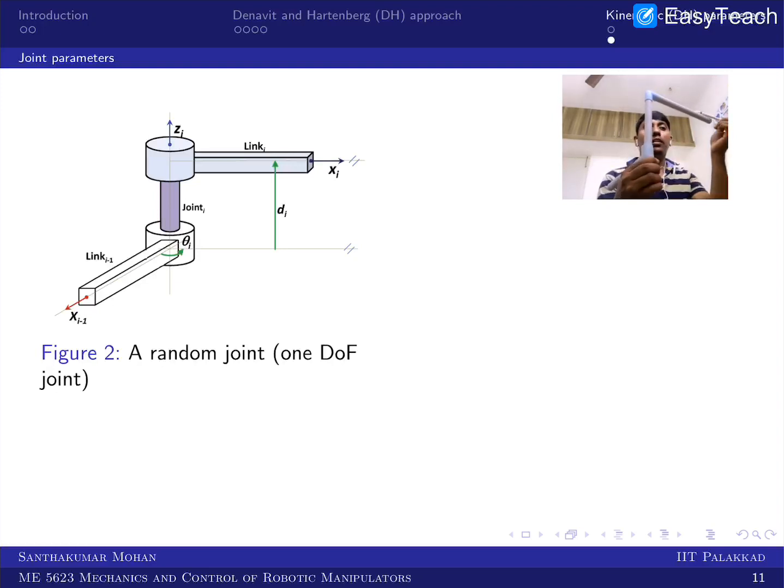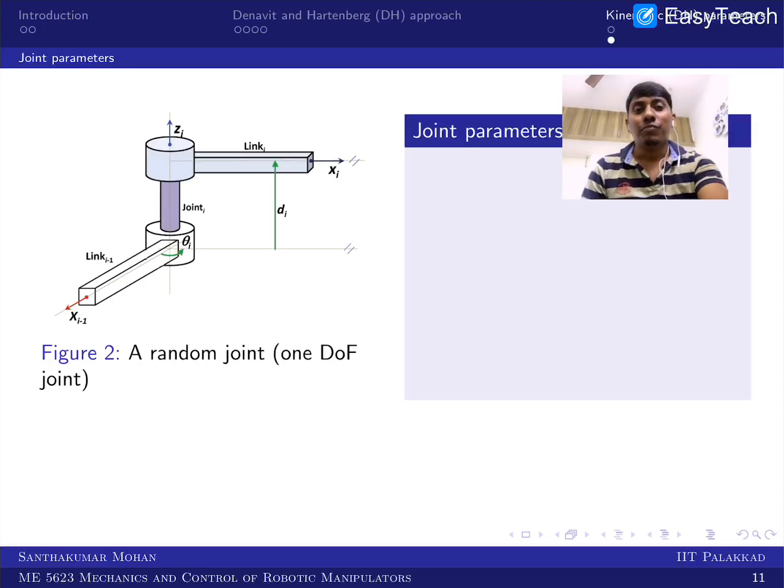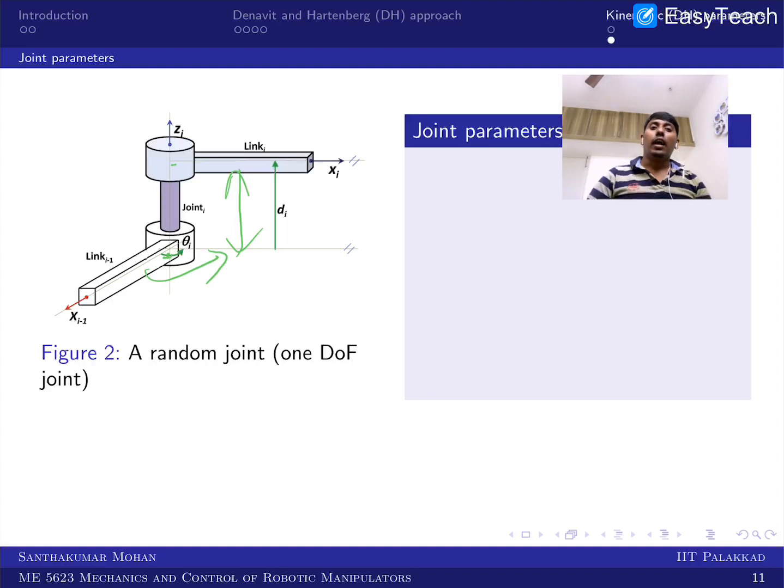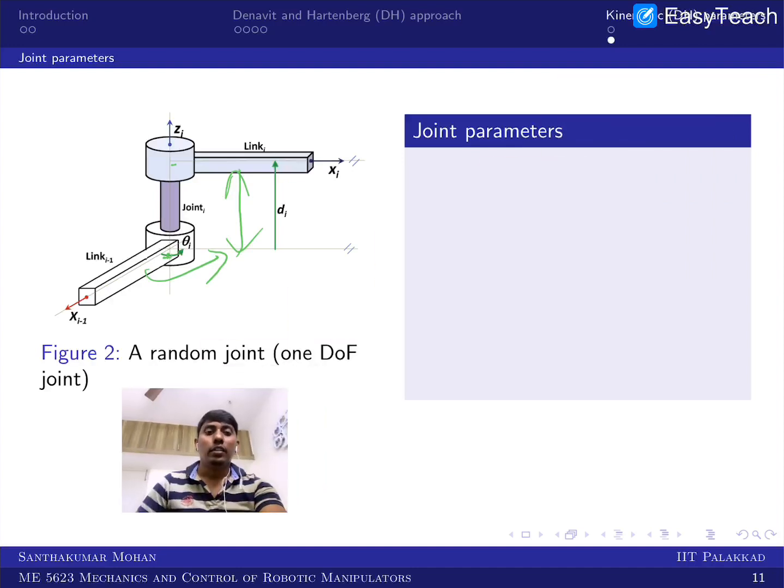So this is your xi and this is your xi minus 1. The angle between these two is called joint angle, and the distance from xi minus 1 to xi, along zi, is what you call joint distance. That is what we are defining. You can see that frame to frame, this distance is the joint distance, and the angle between these two is the joint angle. And again we will use the right hand rule. So if this is the positive rotation, then theta i is positive. Okay, so that is the case.